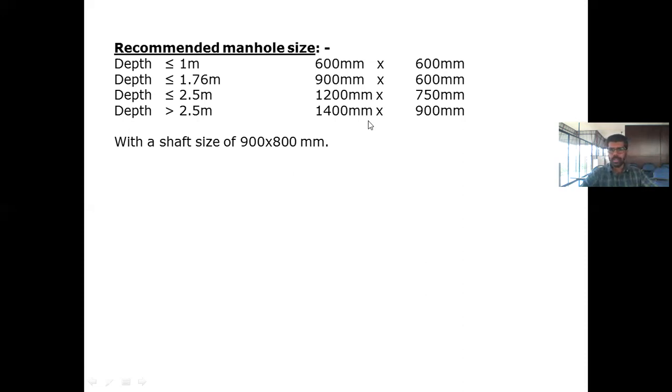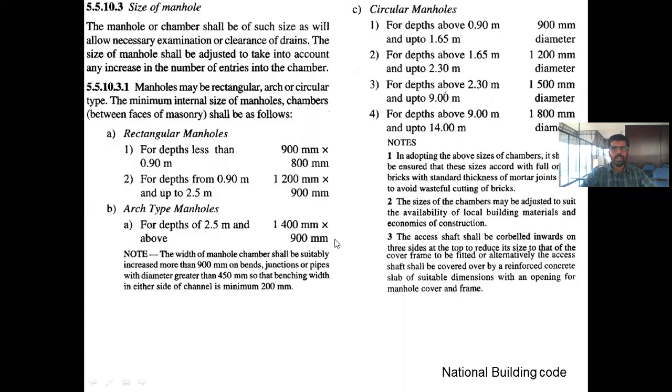And the National Building Code says, you can see here, size of manhole: the manhole or chamber shall be of such size as will allow necessary examination or clearance of drains. The size of manhole shall be adjusted to take into account any increase in the number of entries into the chamber. You don't think only one entry will be coming and another going out. There are many entries that can come from different areas also. 2 or 3 connections can come into the main manhole. The manhole height will be 1 meter or 2 meter or 3 meter, like that.